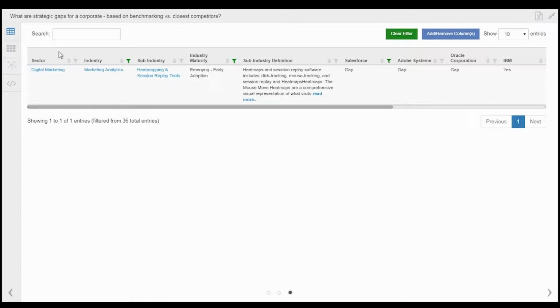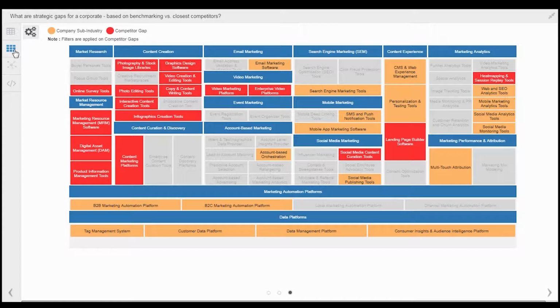Alternatively, the same analysis can be done in a stack view. Click on the stack visualization icon on the left menu bar. Here, the amber color indicates industry segments where Salesforce has a presence, while the reds are the industry segments that are gaps for Salesforce when benchmarked with its competitors.